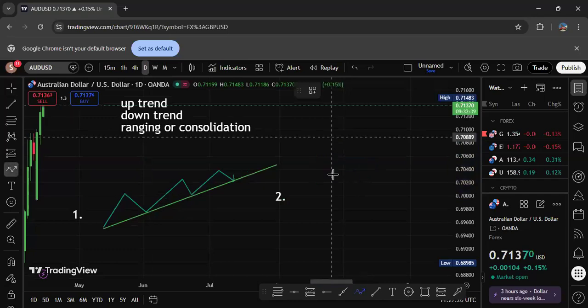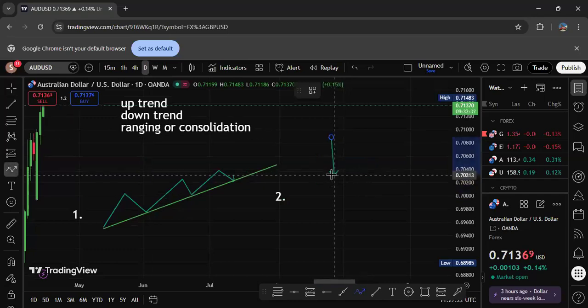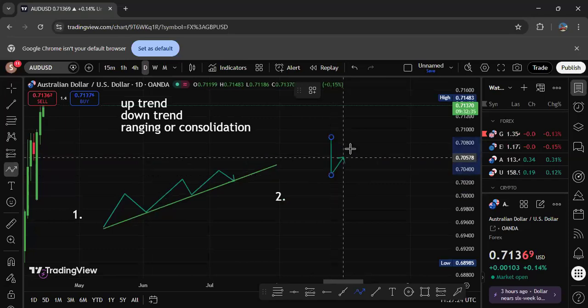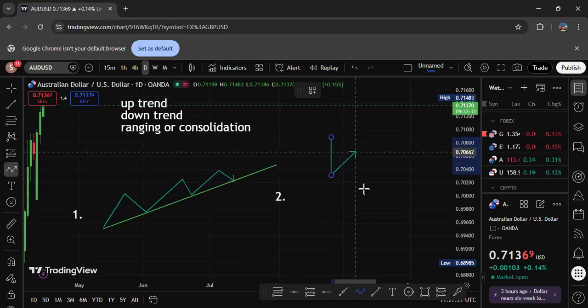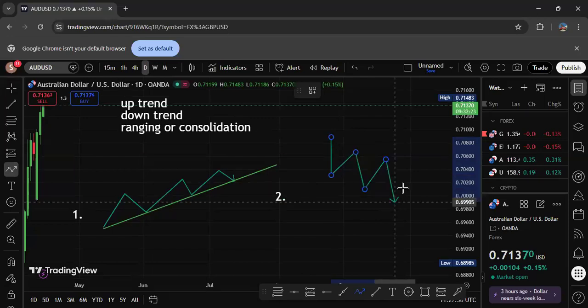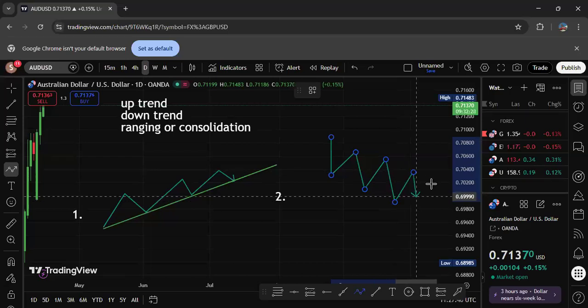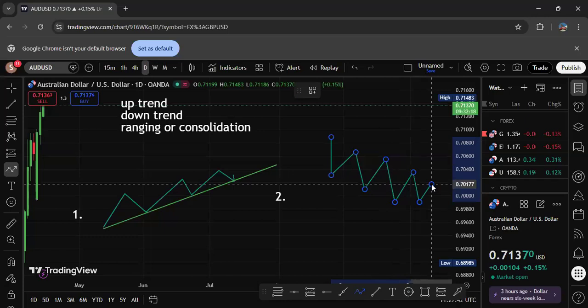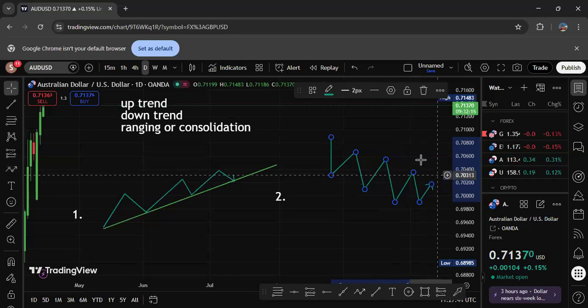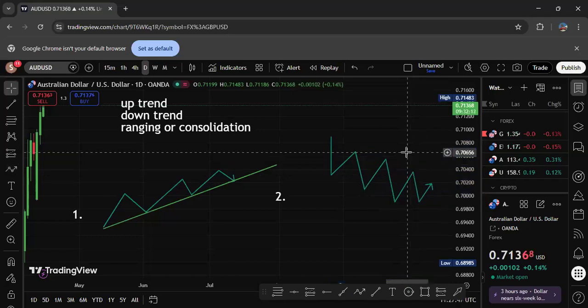So this is a push down, then this is a retracement, then this is another push down, then this is a retracement, then another push down, and this is a retracement as well. This is another push down. So just like that, it will keep repeating the same thing.